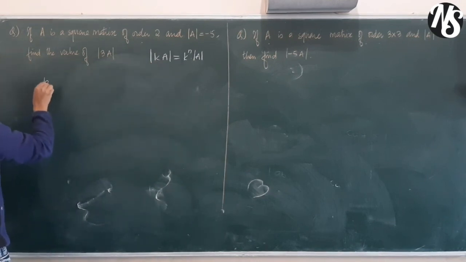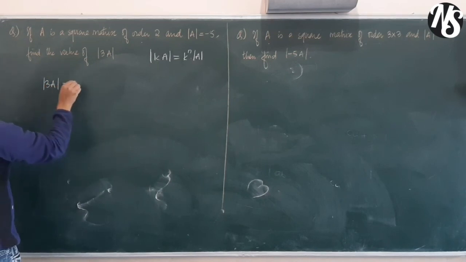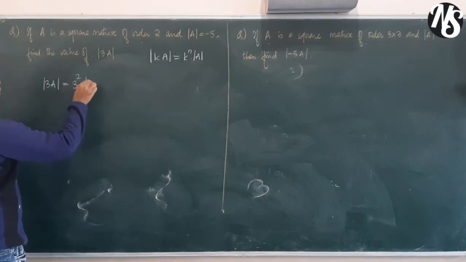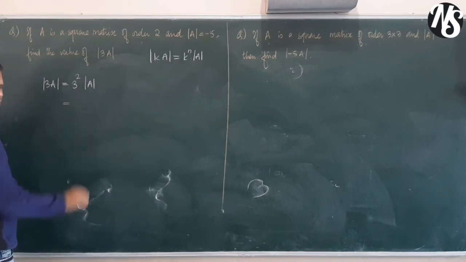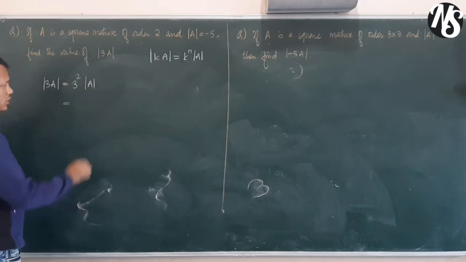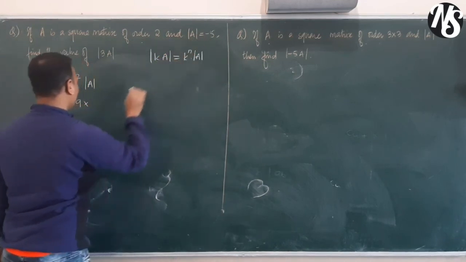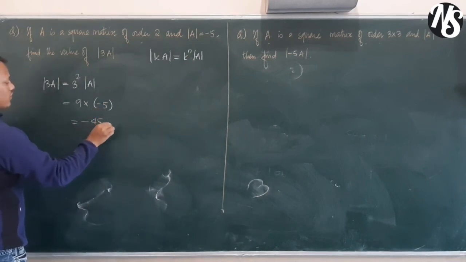So we have determinant of 3A is equal to k to the power n, where n is 2, into this one, as per this formula. I told you this is very important for your objective type questions. So 3 squared is how much? 9 into, what is this equal to? This is equal to minus 5. So your answer turns out to be minus 45.